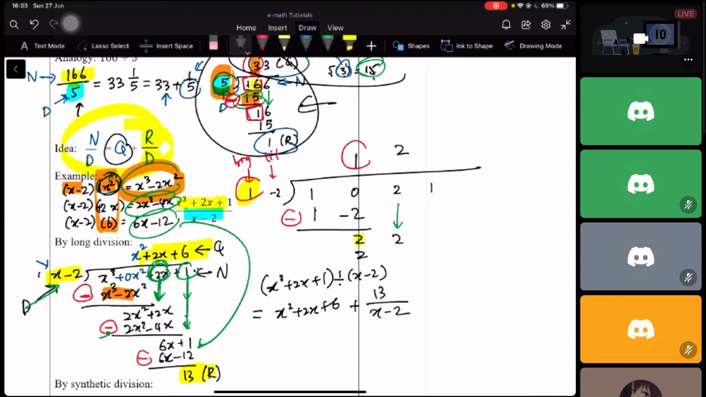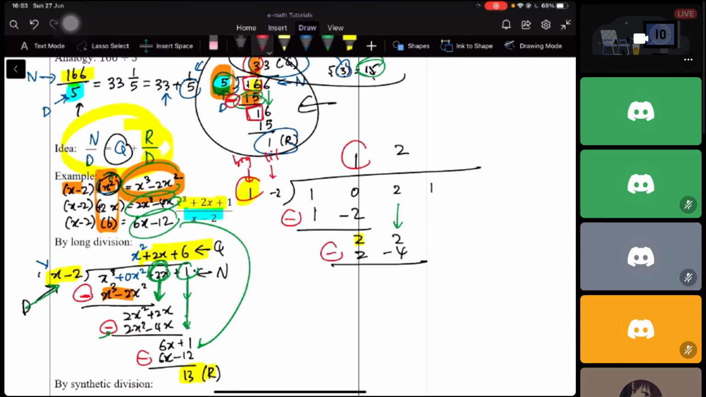After you kill the boss, ask your little brother to come eat together. 2 times negative 2 is negative 4. This one, I get rid of this one first. And then, after you eat, you shit again. 2 minus 2 is 0. 2 minus 4 is 6.